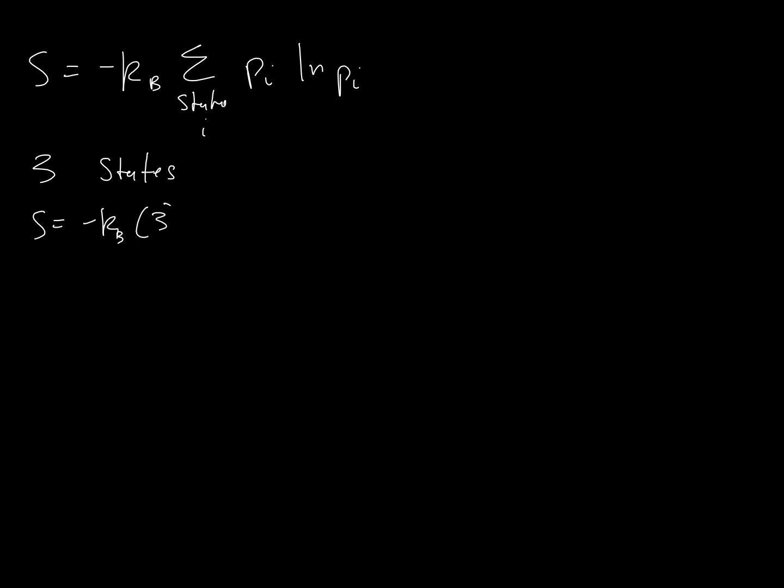So S is equal to minus the Boltzmann constant times the summation over all the states in the system. We have our Gibbs entropy equation. So let's say we only have three possible energy states for our system, a very simplified system. So let's plug it into the equation and see what we get. S is equal to minus k_B. We have a summation of three different states. We'll say they have the same energy to make the calculations easier.